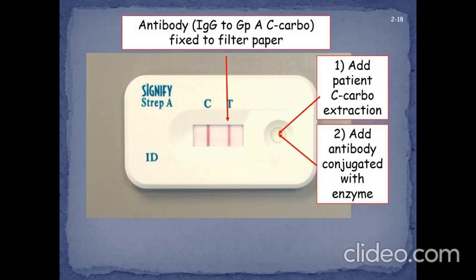It'll attach onto that. So then that final step, we'll add the substrate across there too. When we add the substrate in, it's going to wick across, and if it finds that enzyme, the antibody conjugated with the enzyme, it will attach to it, and that's what will give us this color reaction.